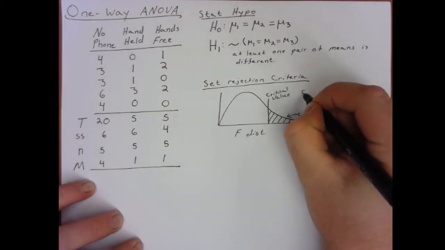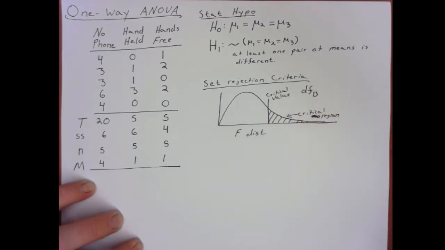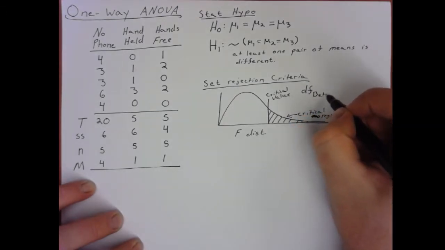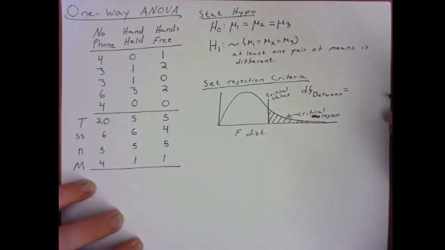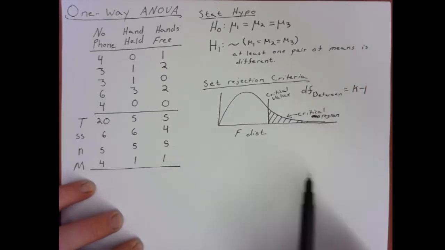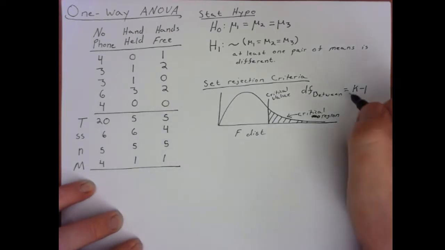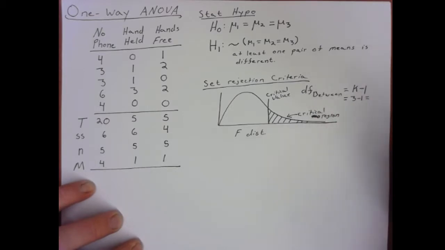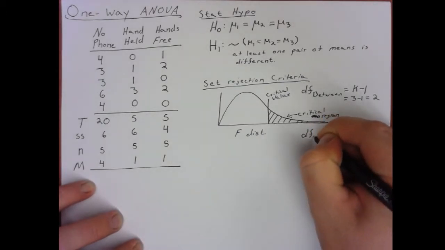When we look at the degrees of freedom between, that is going to be the number of conditions we have minus 1. Now in this case we have 1, 2, 3 conditions, so that would be 3 minus 1 to get us 2.